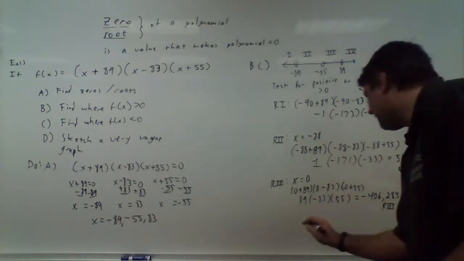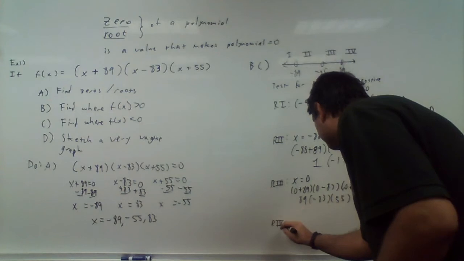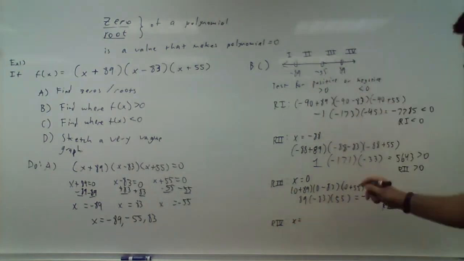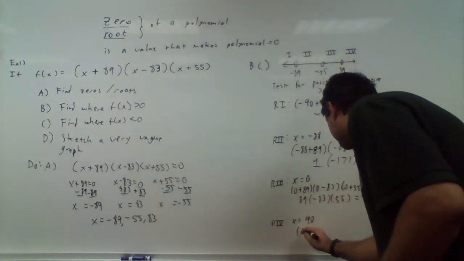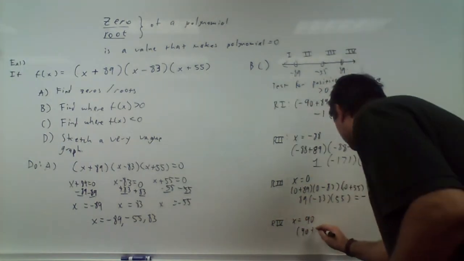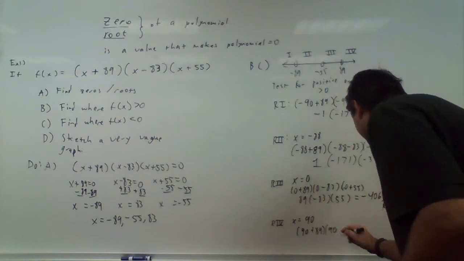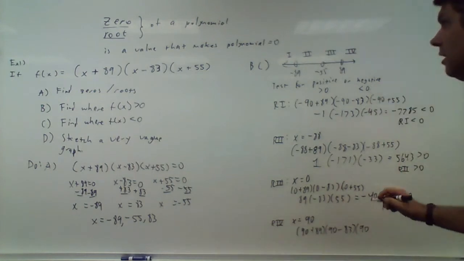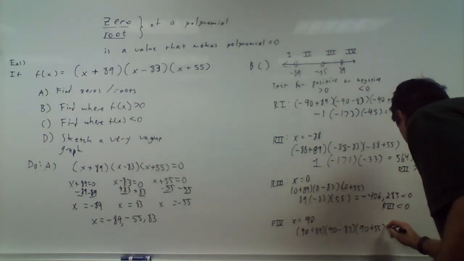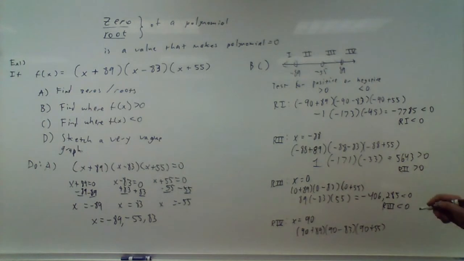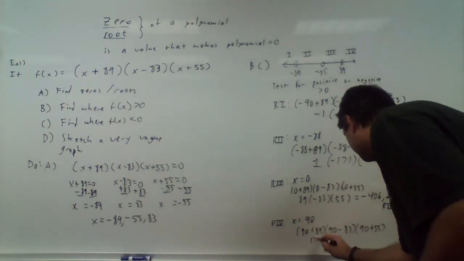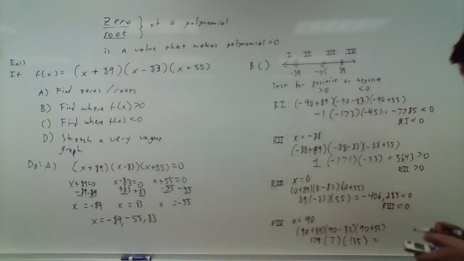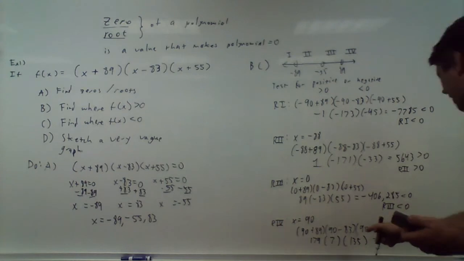Okay? And finally, region 4. We'll use 90. Okay? So I want to know if 90 plus 89, 90 minus 83, and 90 plus 55 is positive or negative. So this is 179. This is 7. This is 145.